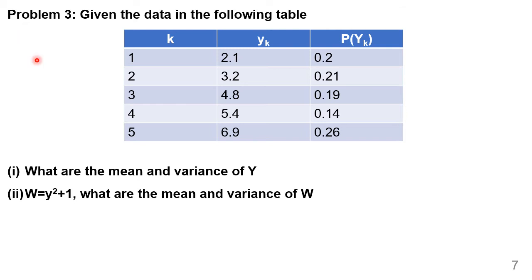Let us try to solve the third problem. Data is given in the form of a table. K value, yk value and probability of yk are given, and k value varies from 1 to 5. Yk value varies from 2.1 to 6.9. Probability of yk varies from 0.2 to 0.26. We need to compute the mean and the variance of y. Given w equal to y square plus 1, we need to compute the mean and the variance of w.